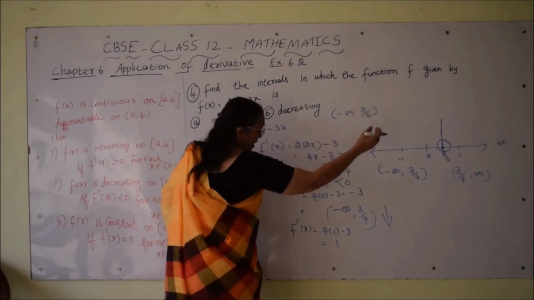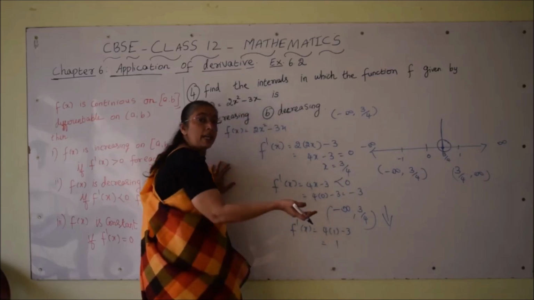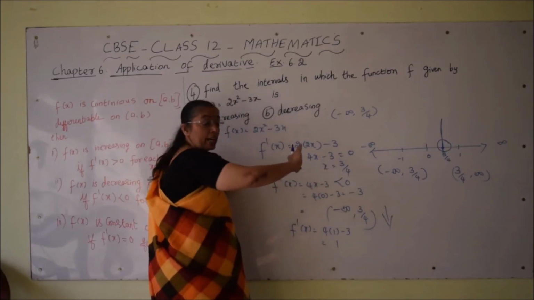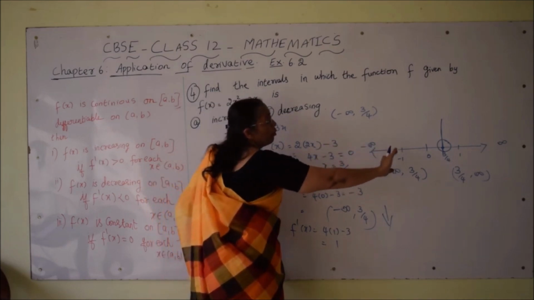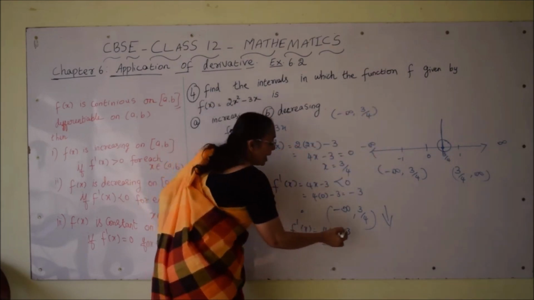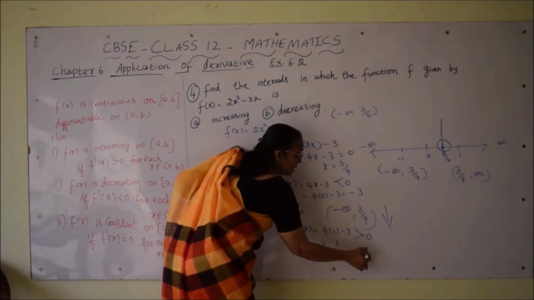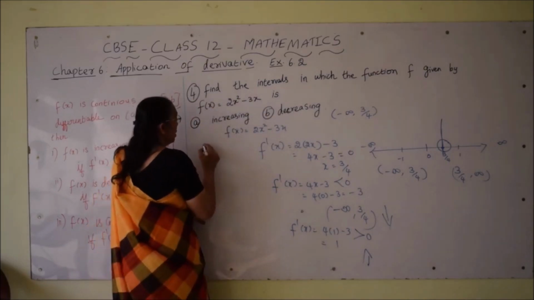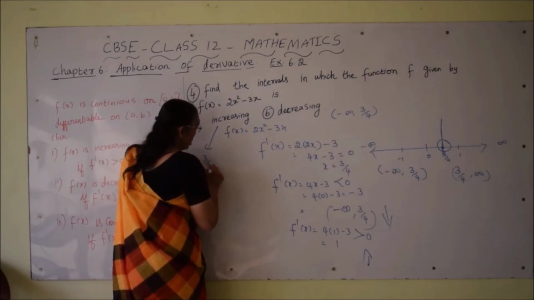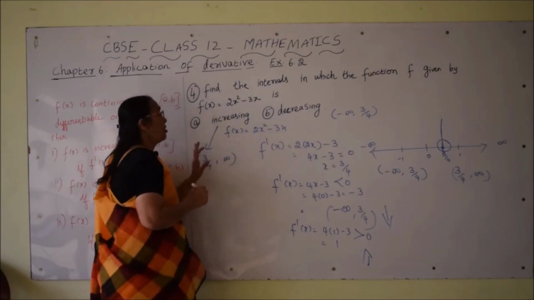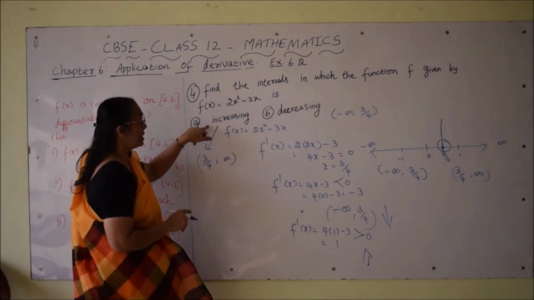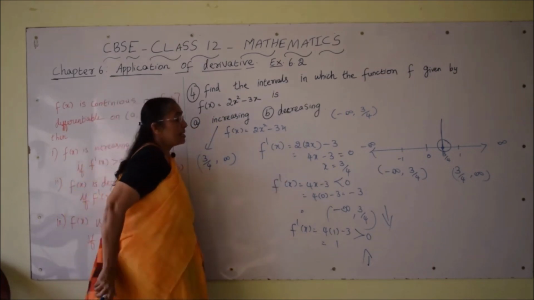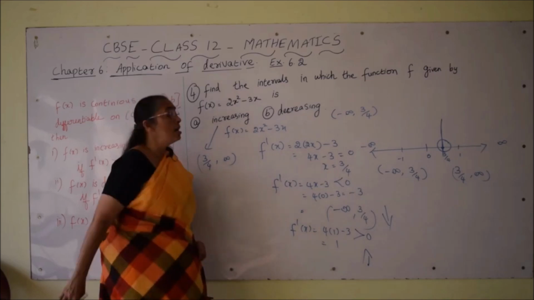Any value 10, 4 tens are 40 minus 3, which is nothing but 37. So for all values from 3 by 4 to infinity, f dash of x is always greater than 0. So the function is increasing in the interval 3 by 4 comma infinity, and decreasing in the interval minus infinity comma 3 by 4.